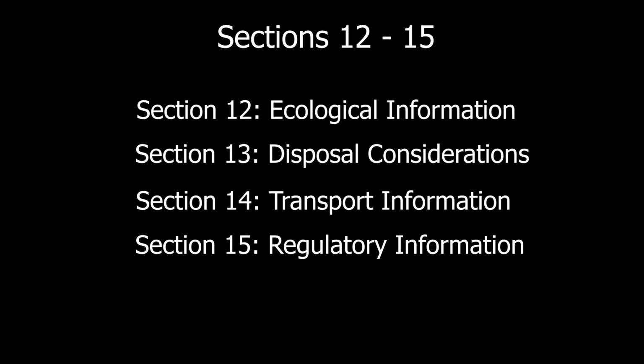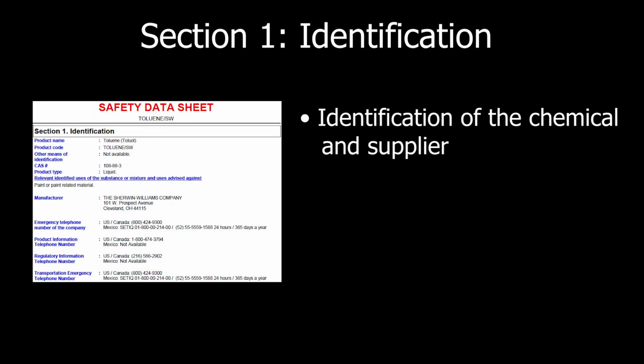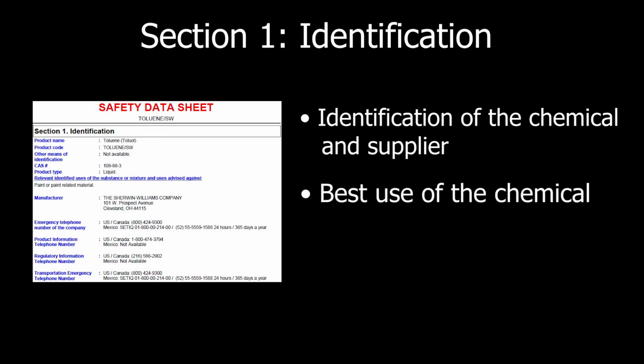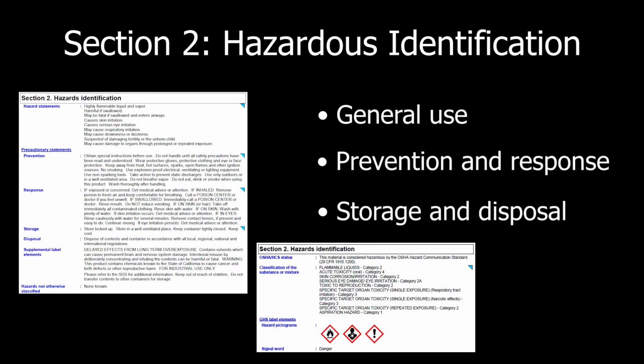Now let's identify a few sections containing information useful to preventing pollution. Section 1, Identification, has important information to identify the chemical on the SDS and supplier information. This section also details the recommended use of the chemical and any restrictions on its use. Section 2, Hazard Identification, identifies the hazards of the chemical and appropriate warning information associated with those hazards. Section 2 also provides guidance on general use, prevention, response, storage, and disposal of the chemical.